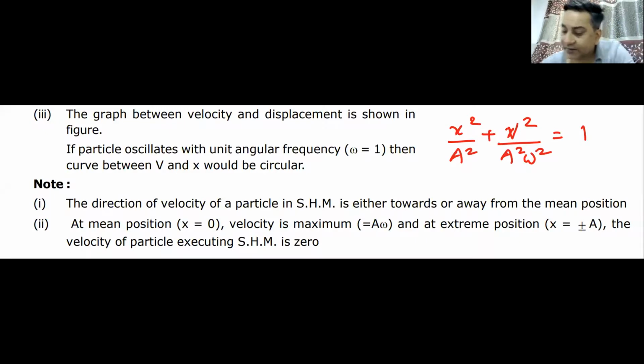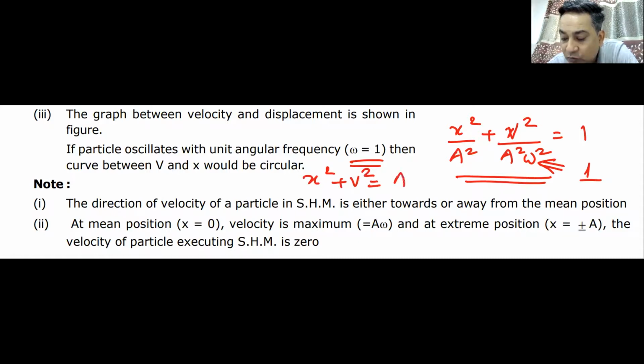Now we move ahead and note a very important point. We have seen that this is the equation between x and v, and it is the equation of an ellipse. If the value of omega becomes 1, the equation becomes x square by a square plus v square by a square is equal to 1, or simply x square plus v square is equal to a square. If omega becomes 1, then the path or the diagram becomes circular. Do we understand this? Yes or no?